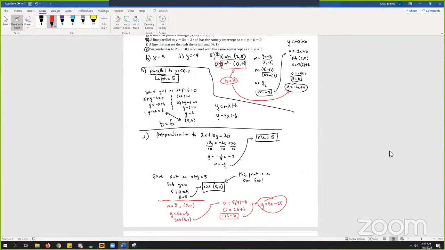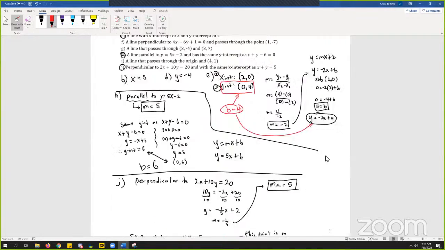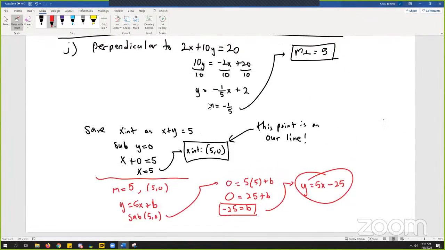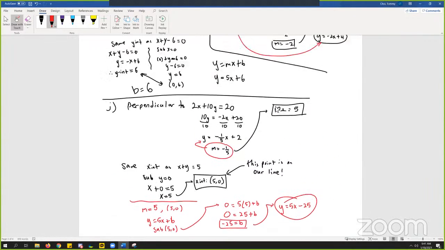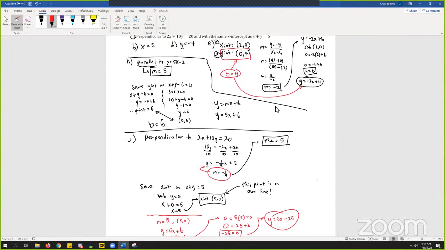Why does the negative 1 over 5 turn into m equals 5? It's because it says it's specifically perpendicular to it. So this is the slope of this line, right? Which is not what we want. We want the slope of our new line, which is perpendicular. So we have to flip the fraction and smack a negative on it.